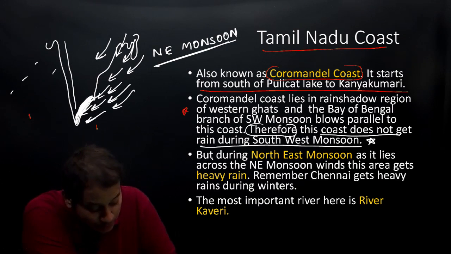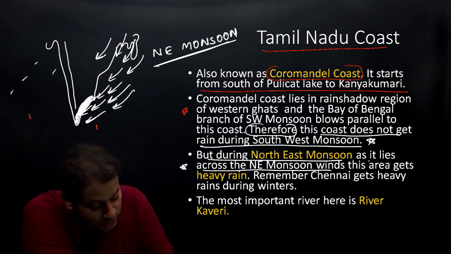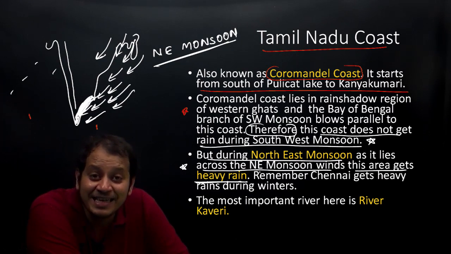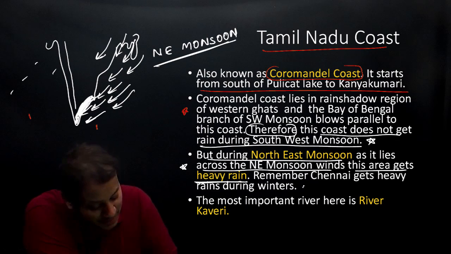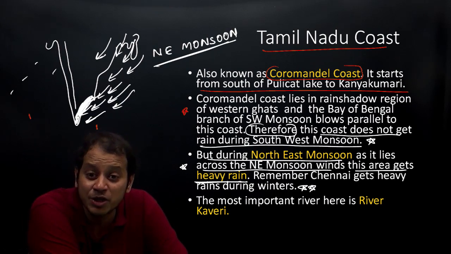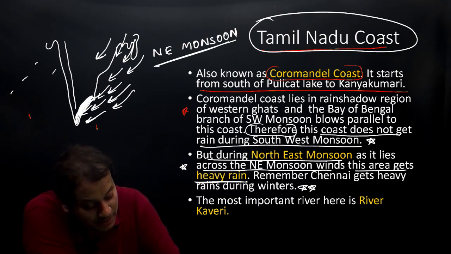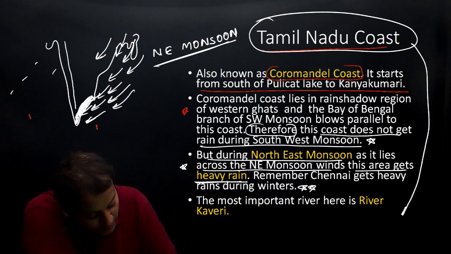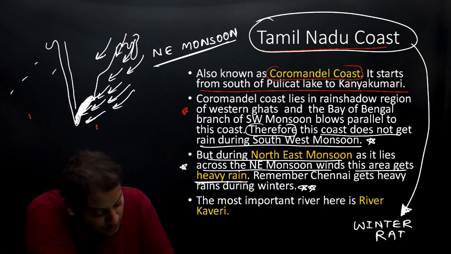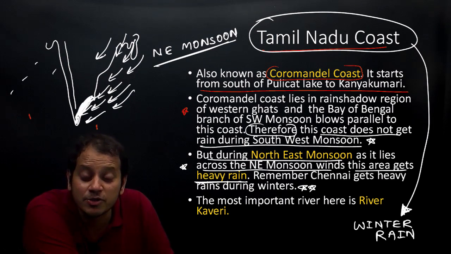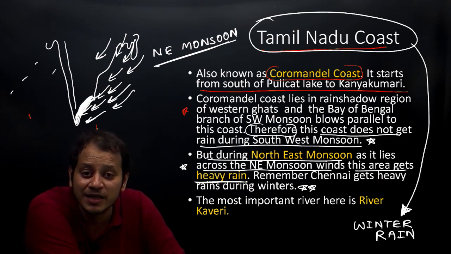So that is the next point, the third point. During the northeast monsoon, as it lies across the northeast monsoon winds, this area gets very heavy rainfall. Remember, Chennai generally has floods during the December month. That is during the winter season, Chennai gets heavily flooded. So what about the Coromandel coast or the Tamil Nadu coastline? It is famous for winter rainfall. Why? Because of the northeast monsoon. We will see in detail while doing the Indian geography.